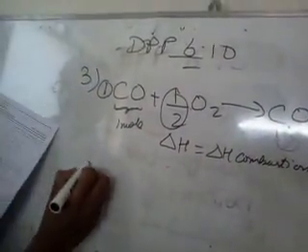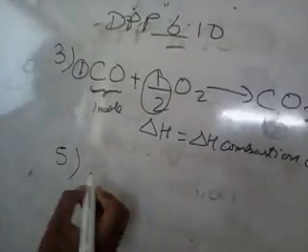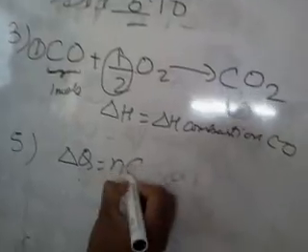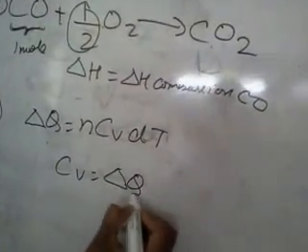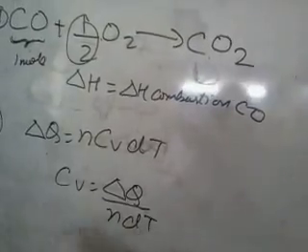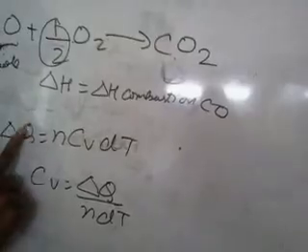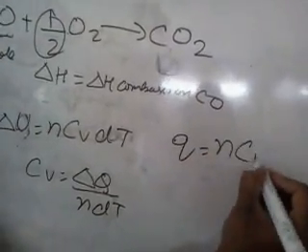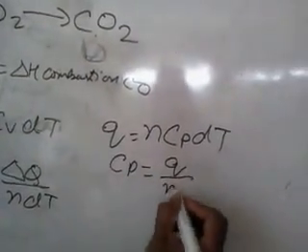Let's move to question number 5. Molar heat capacity at constant temperature. Now see, delta Q is equal to NCV dt. CV is equal to delta Q upon N dt. And here it will be delta U, and Q is equal to NCP dt. So Cp will be equal to Q upon N dt.